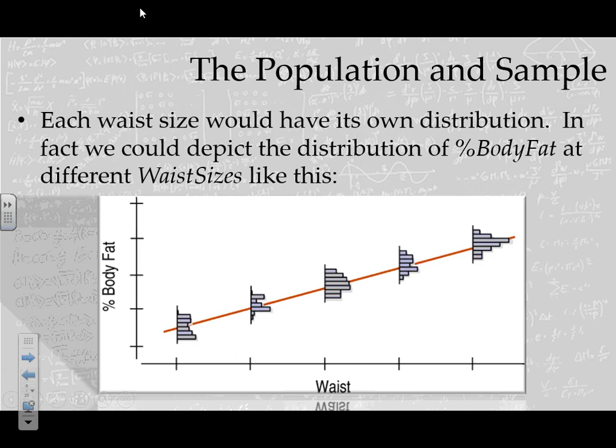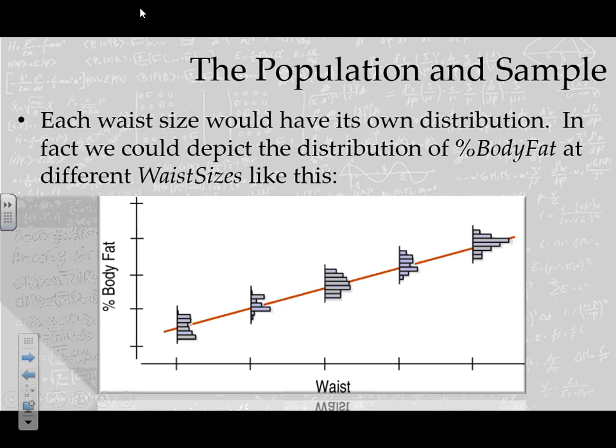If we only look at those values, we could create a histogram to show the distribution of percent body fat for 34-inch waists. If we went to 35-inch waist, we have an entire distribution of percent body fats for that particular waist size, and so on. Now, when we create our regression model, that line that we create obviously can't hit every single point within that particular distribution. But what do you suppose it should hit?